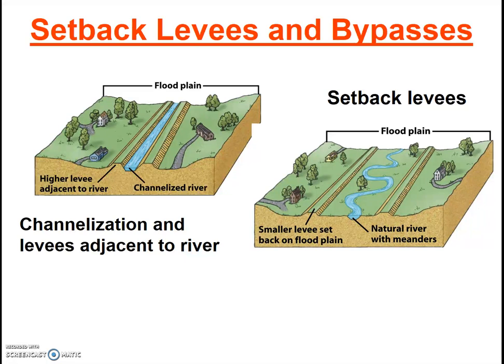Notably, setback levees offer a nice compromise. They allow for some floodplain development, but still allow the river to meander naturally. In this manner, less habitat is destroyed, some natural flood control is maintained, and if flooding does occur, the damage is much less. Pretty cool.